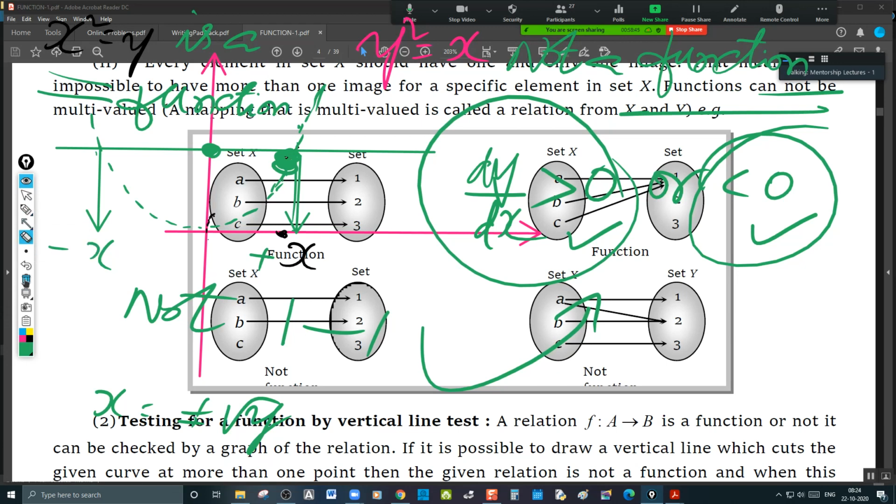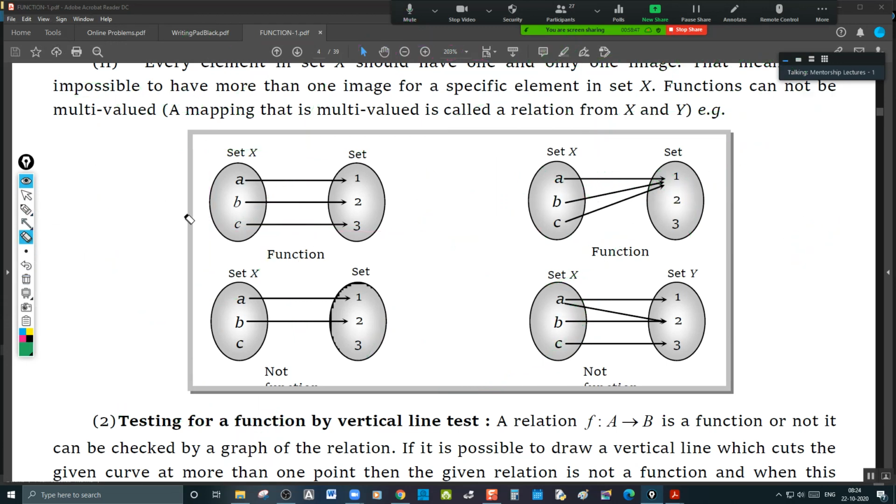Functions is a very, very important topic, and no question paper in the entrance examinations will be there without questions from functions. So functions is very important, and I'd like to know whether functions is there in your 12th or not.